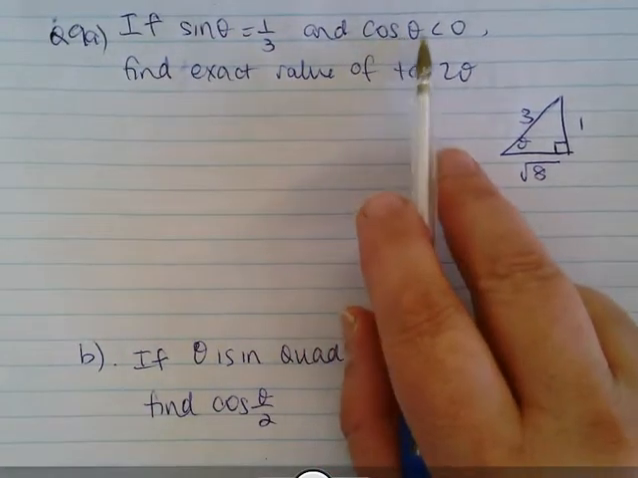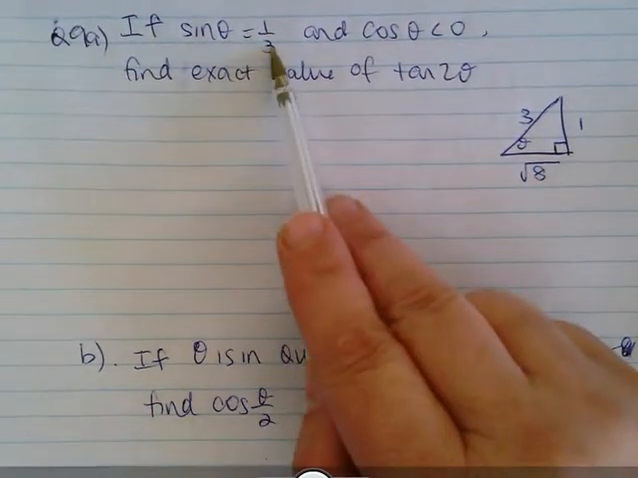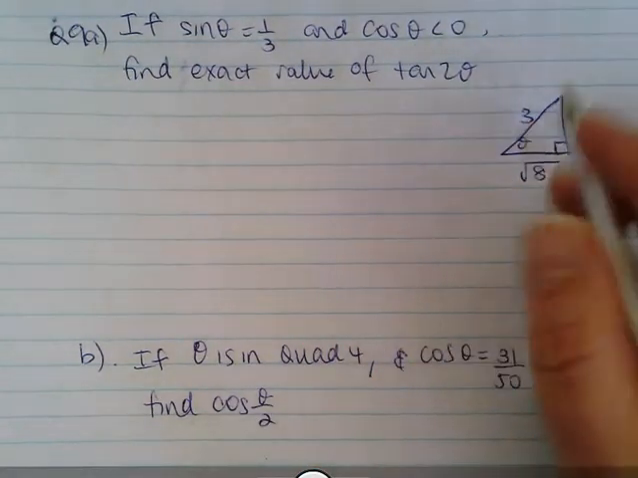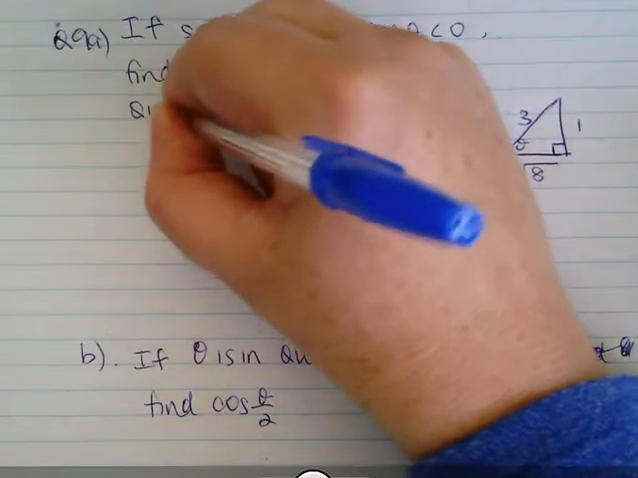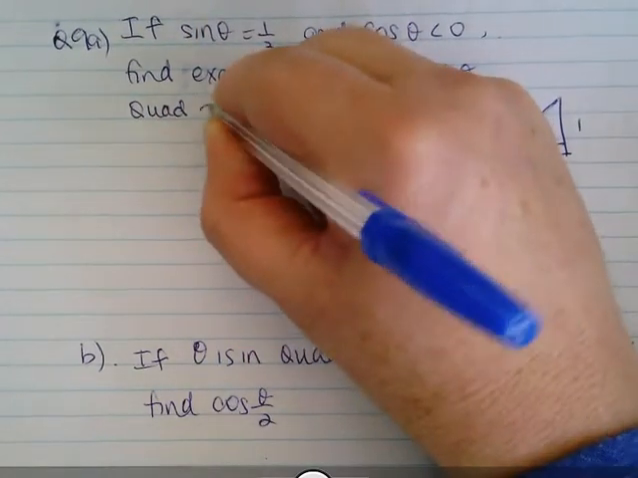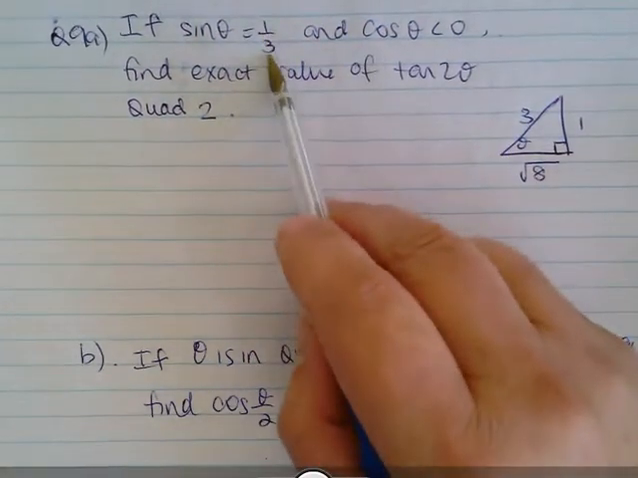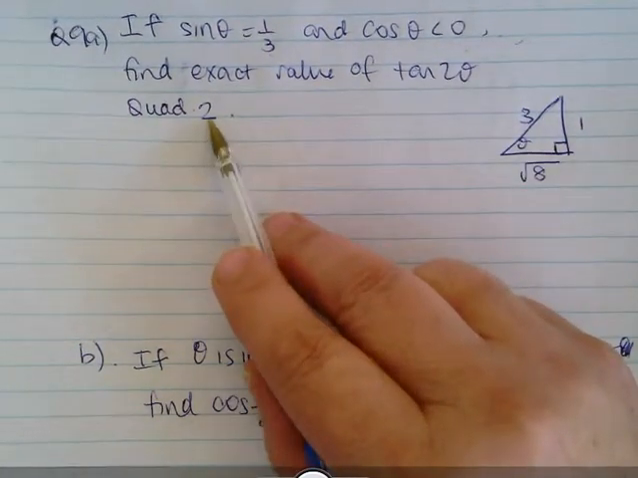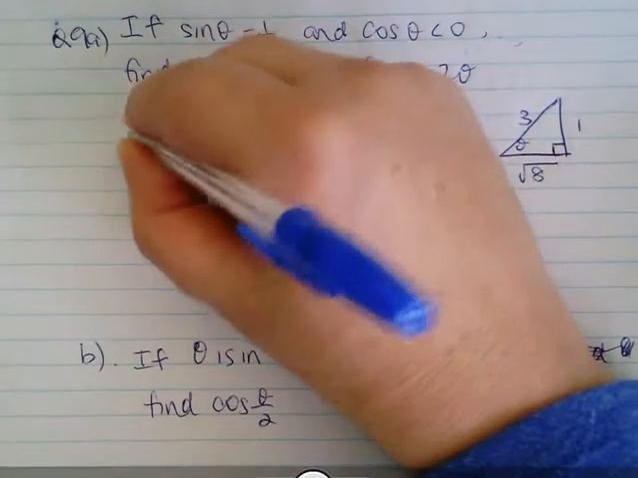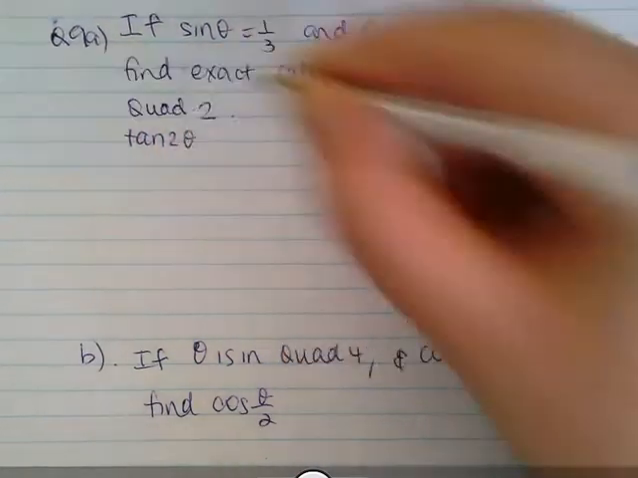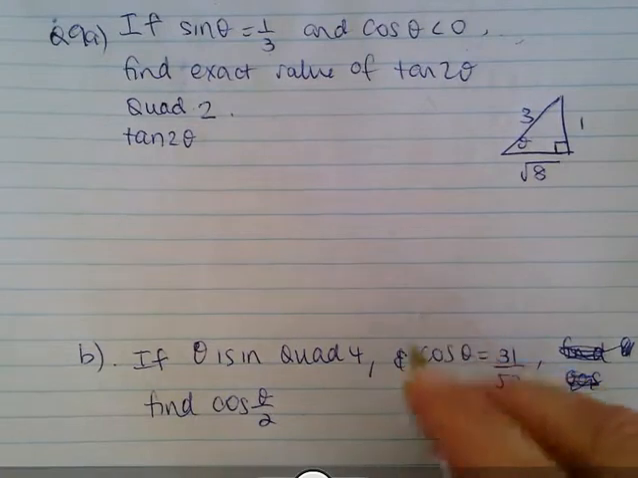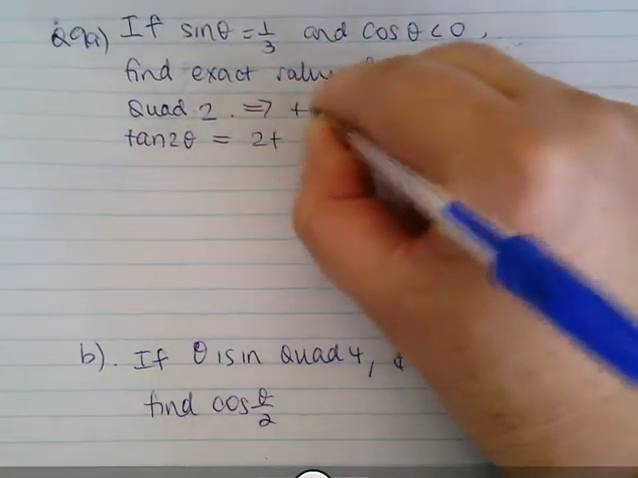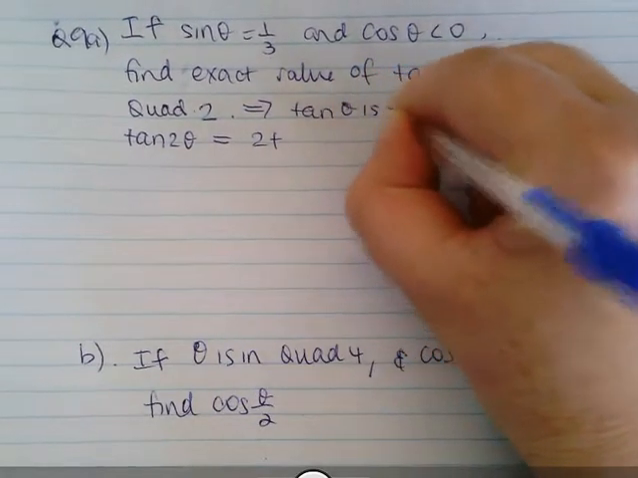And we know that cos theta is negative. If sine theta is a third, which is positive, and cos theta is negative, what quadrant are you in? That's telling you a certain quadrant. Quadrant 2. Sine is only positive in 1 and 2. Cos is negative in 2 and 3. We're definitely in quadrant 2. We need the exact value for tan 2 theta. Now, is tan positive or negative in quadrant 2? Quadrant 2, therefore tan theta is negative.